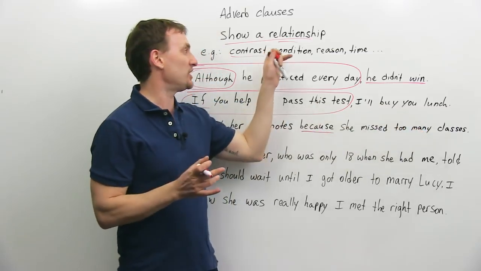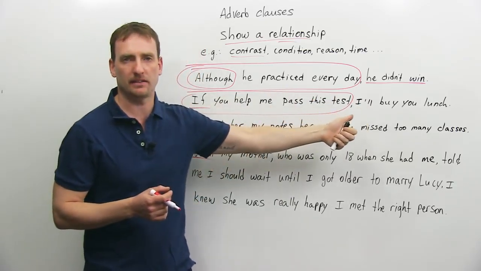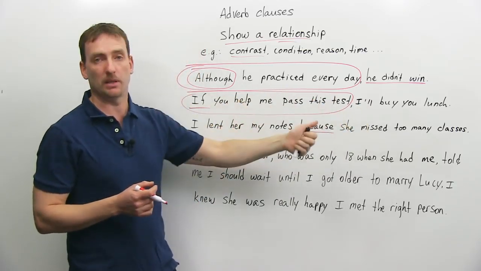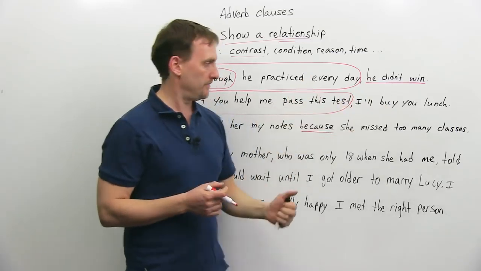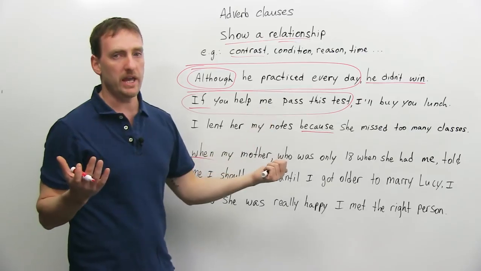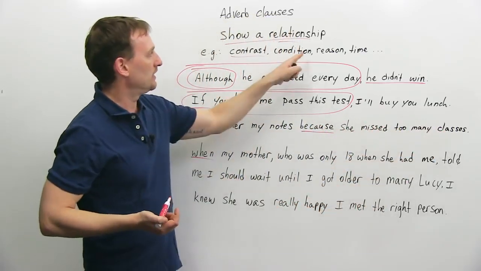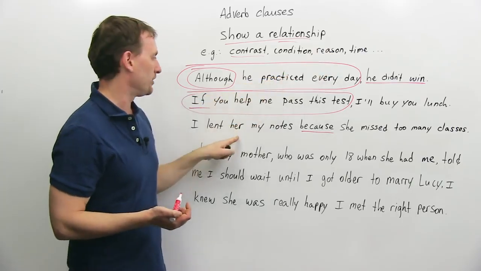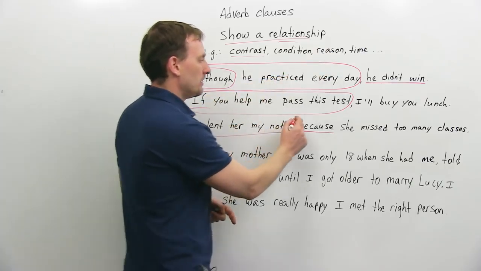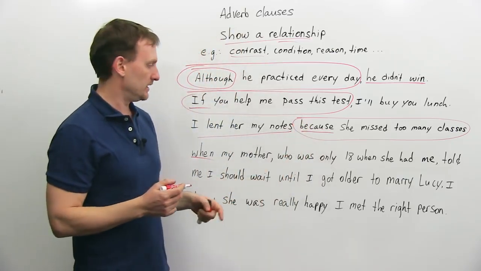On what condition will I buy you lunch? On the condition that you help me pass this test. So if you help me, I will buy. Okay? I lent her my notes. Why? Because she missed too many classes. So I'm showing you the reason that I lent her my notes. Independent clause, adverb clause. Showing reason.